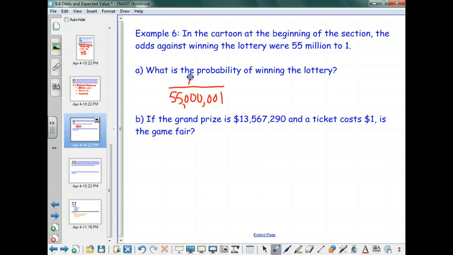The grand prize is $13,567,290, and the ticket costs $1. Is the game fair? So how do we decide if the game is fair? We do expected value. Expected value has to do with winning and the likelihood that will happen, plus losing and the likelihood that will happen. So if you win, how much do you win?